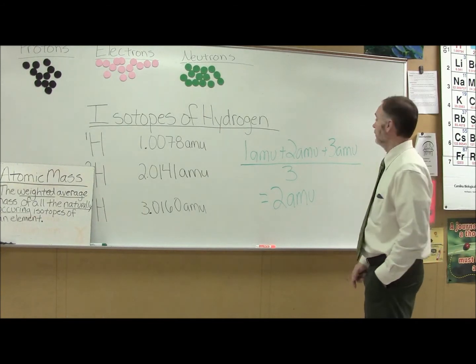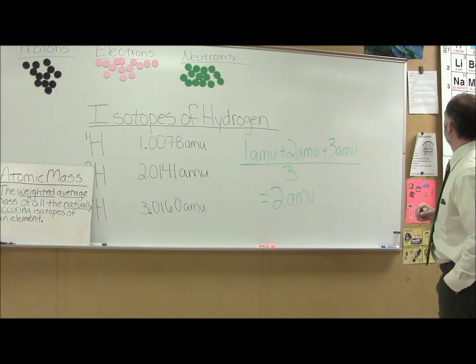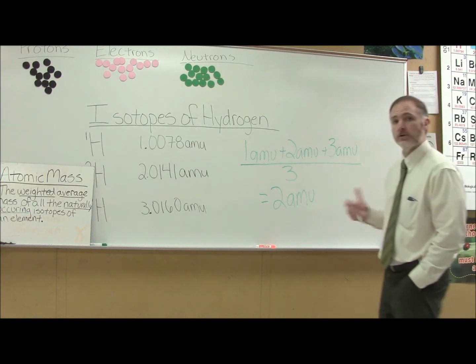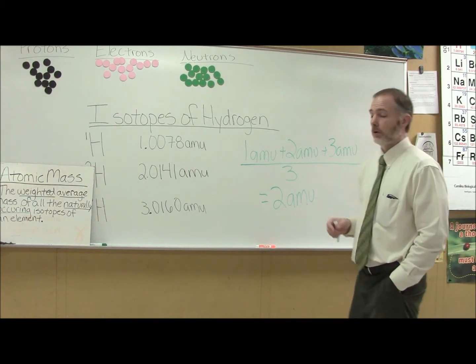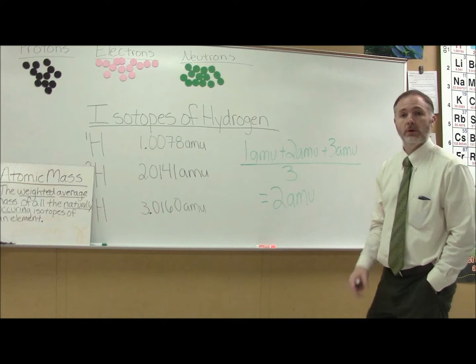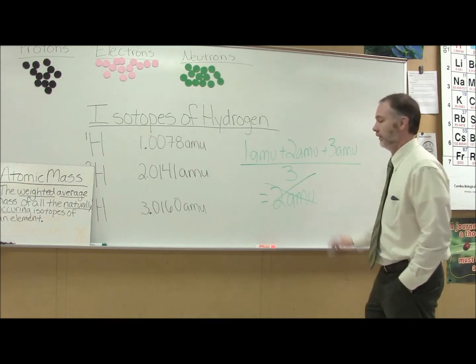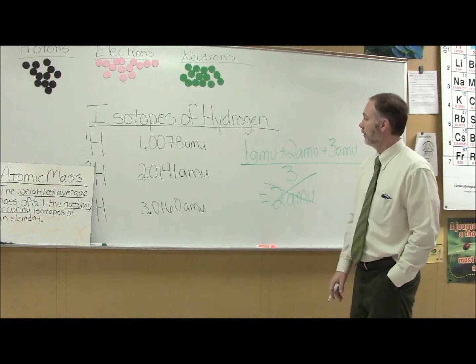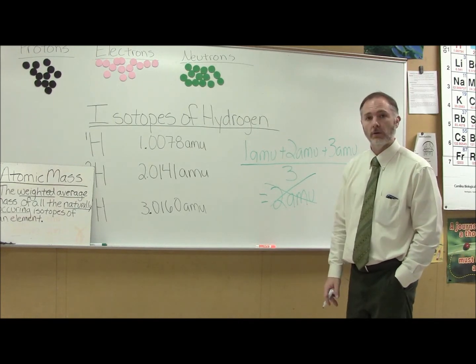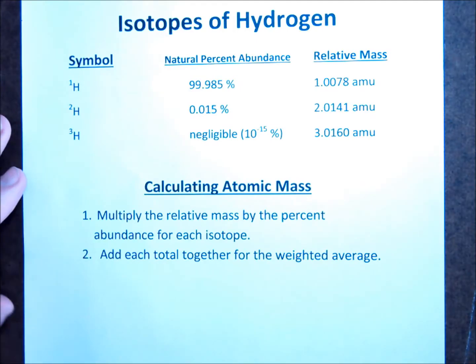But the thing is, I'm looking right here at the number on the periodic table for hydrogen's atomic mass. The number is 1.00794. So this isn't how you calculate a weighted average. Let me show you how to do that. Okay, so let's use this worksheet, and I'm going to show you how to calculate the atomic mass of hydrogen that you find on the periodic table.